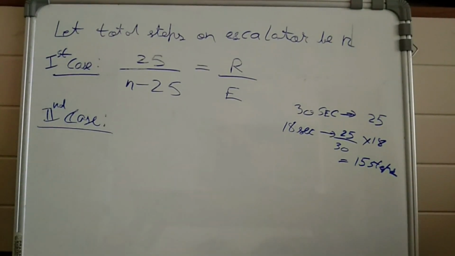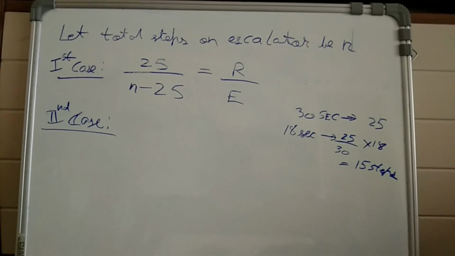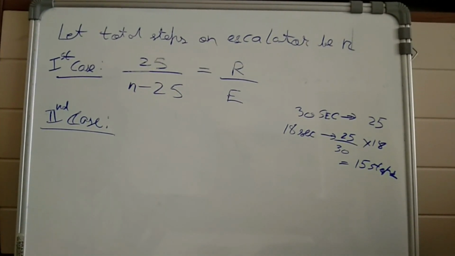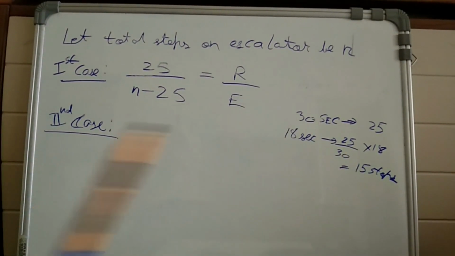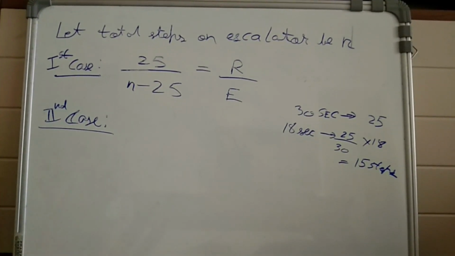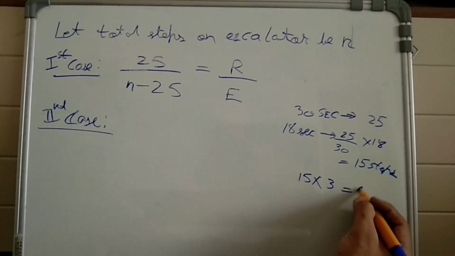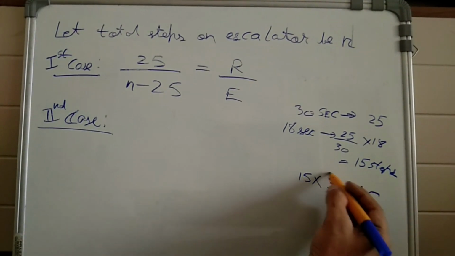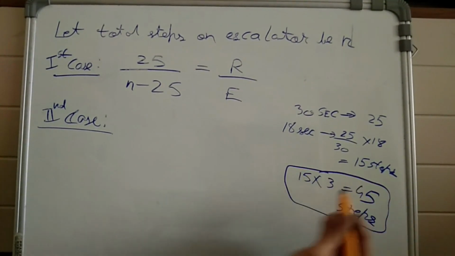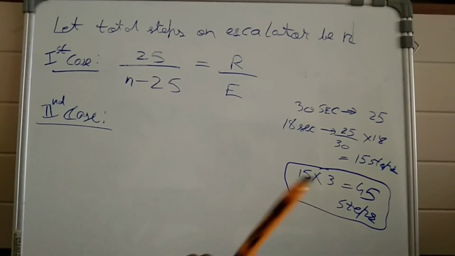But these 15 steps are what he took when he was walking at his usual speed. Since he tripled his speed, we have to triple the number of steps as well. So 15 into 3, that is 45. So he took 45 steps when he tripled his speed.